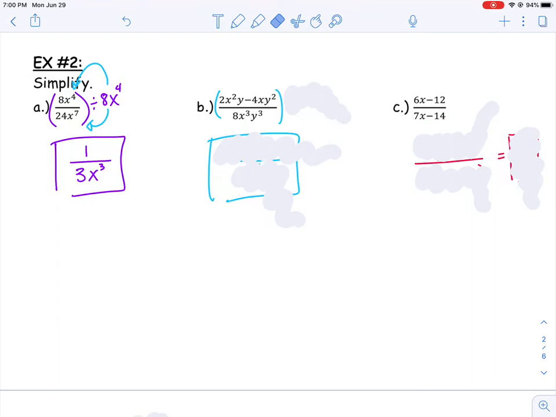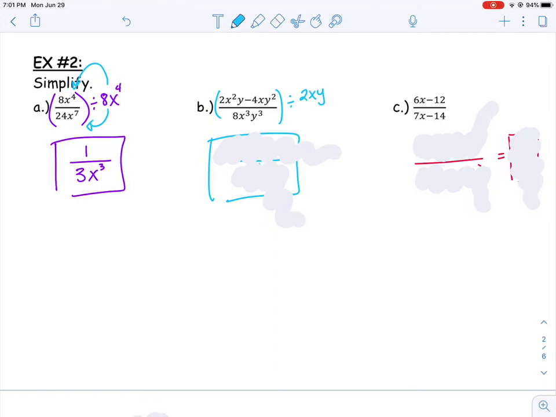So what's the greatest common factor between 2, 4, and 8? What's the greatest common factor between x squared, x, and x to the 3rd? And what's the biggest amount of y's I can take out of y, y squared, and y cubed? Well, I'm going to divide everything by a greatest common factor of 2, x, and y. I can take a 2 out of everybody, reduce everybody by 2. I can take an x out of each term, and I can take a y out of each term. That's the biggest amount I can take out of each term, all 3 of them.